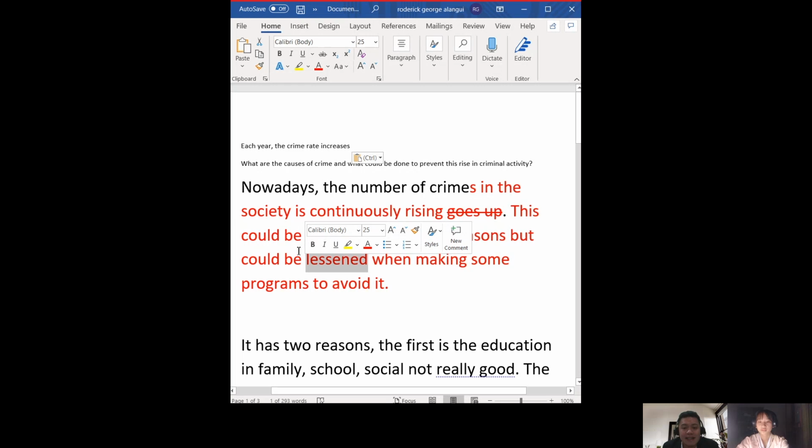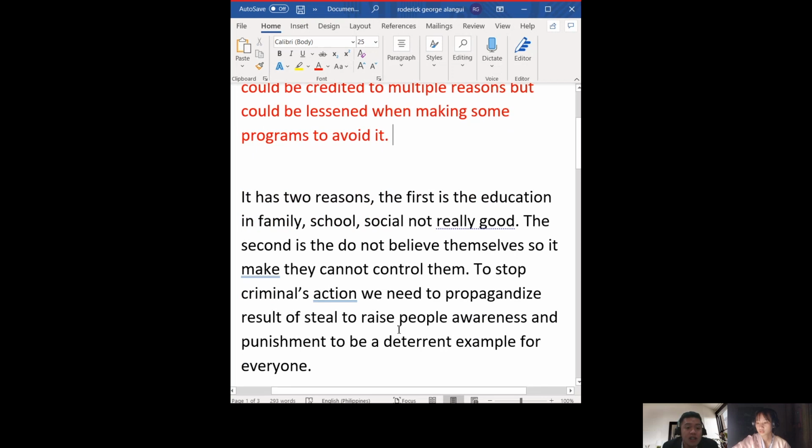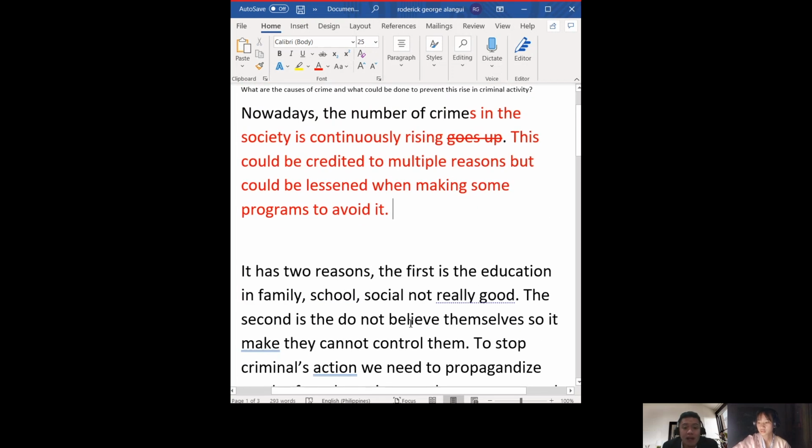It means decrease. Correct. It means to decrease, right? It's to be done to prevent. So that is the one that you could actually talk about.